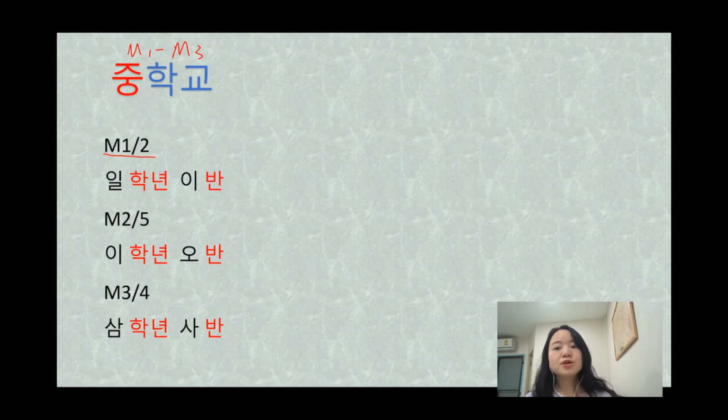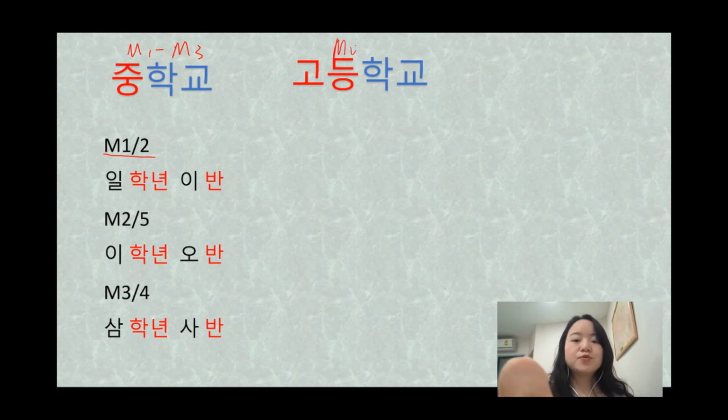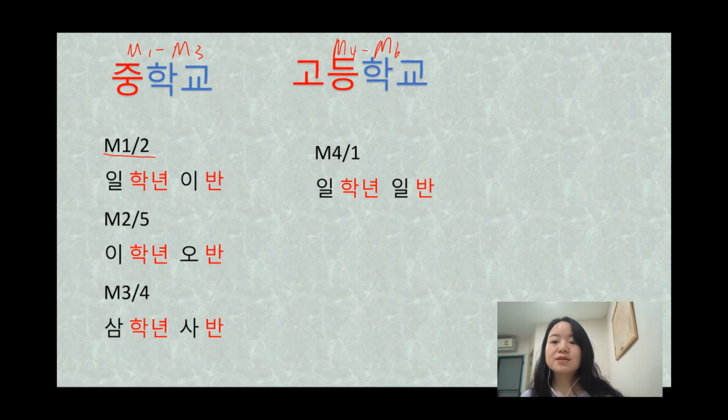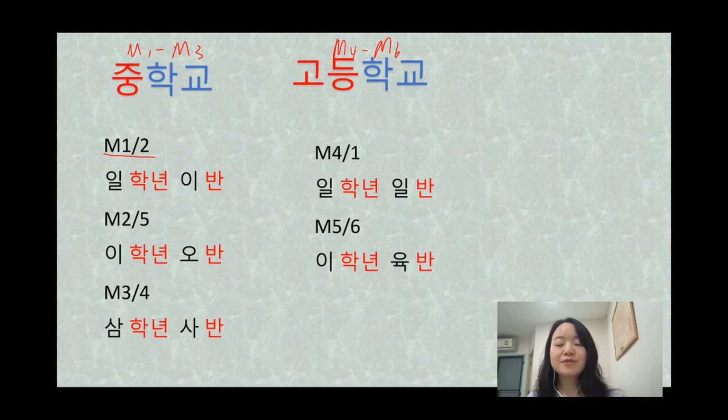Then M4 to M6, they are called 고등학교. So M4 is the first year. So it should be 1학년, not 4학년. You should count from the first to the third. So the first, 1학년. Okay, class 1, 1반. Okay, next one. M5 is the second year, so it's 2학년 6반. M6, you are 6/4, so it should be 3학년 4반.